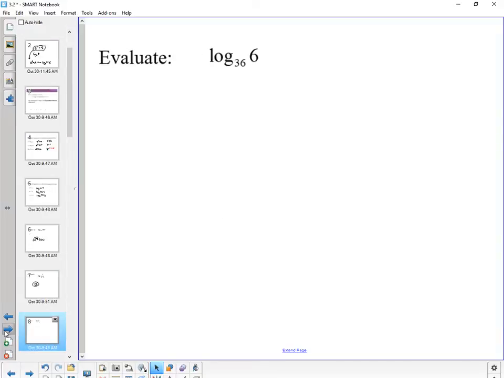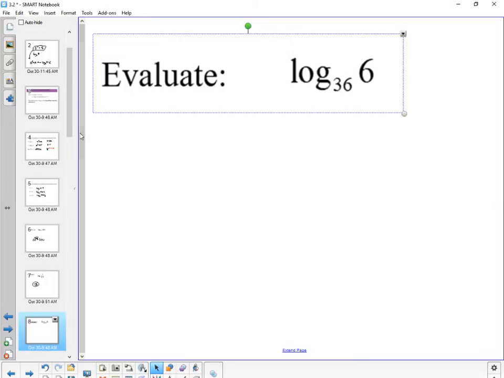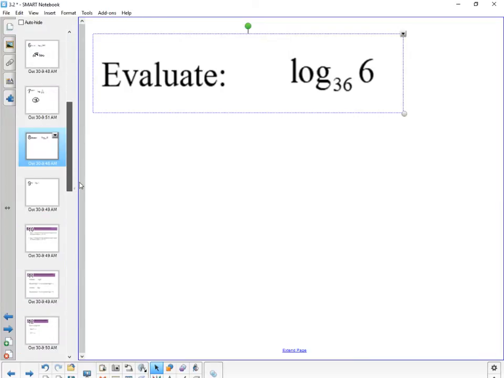All right. What exponent on 36 gives me 6? Yes, 1 over 6. Oh, no, gosh. It's 1 half. No, 1/2. What is it? It's 1/2, because it's a square.